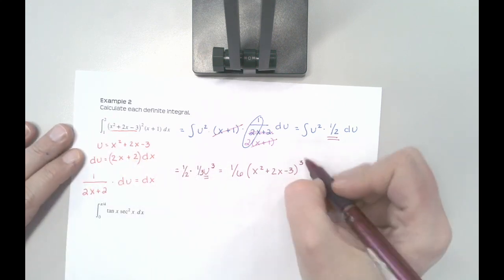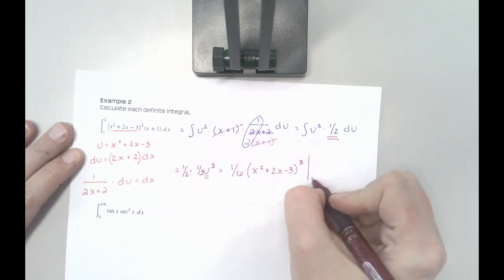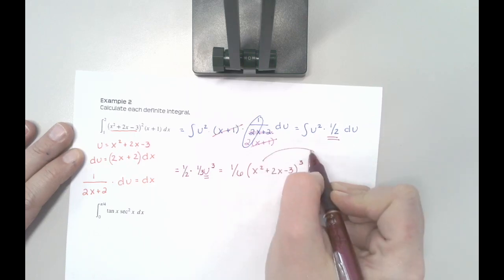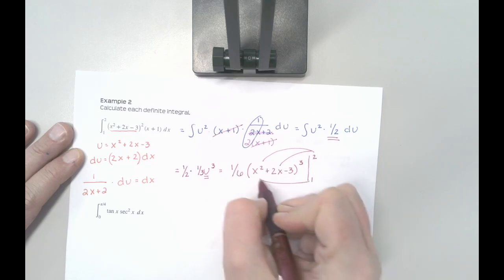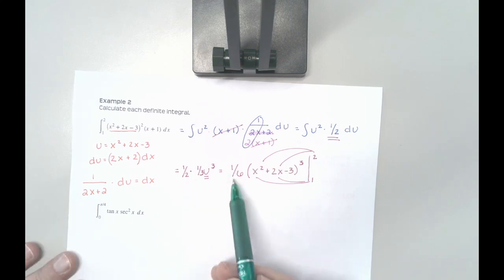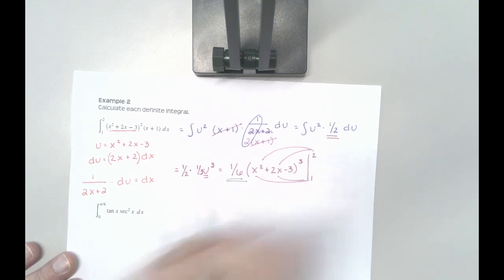Okay. My endpoints from 1 to 2, right? This is where I'm going to plug the 2 in, and I'm going to plug the 1 in, and then subtract. All right, this is the fundamental theorem of calculus. For the sake of making my life easier, I'm going to hold off on this 1/6. I'm going to wait till everything else is done and then deal with the 1/6.